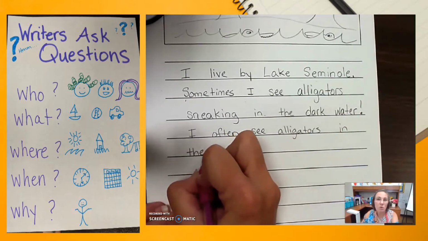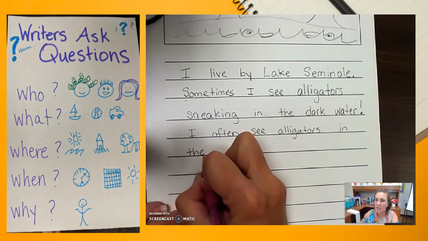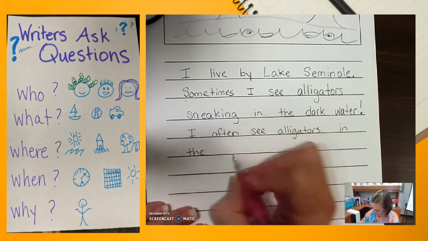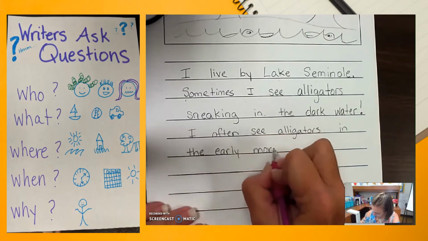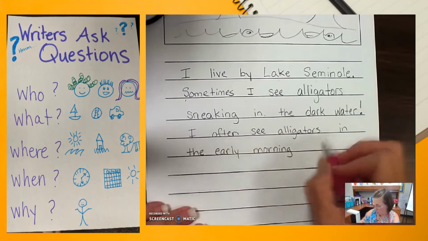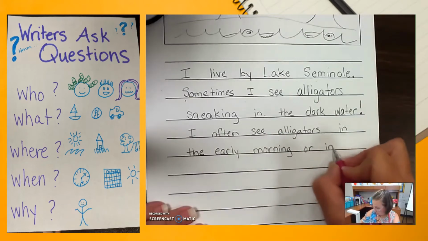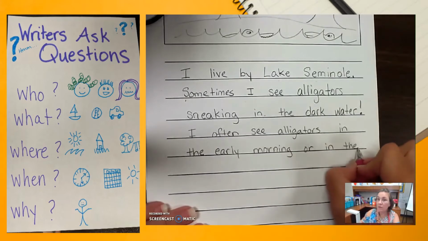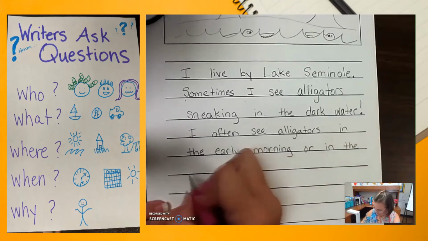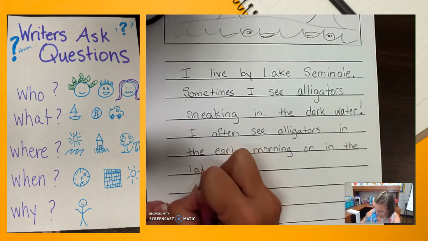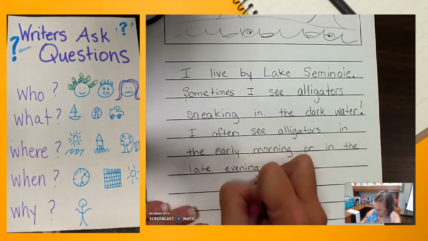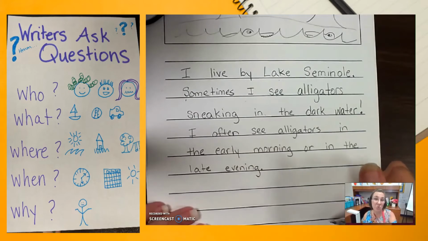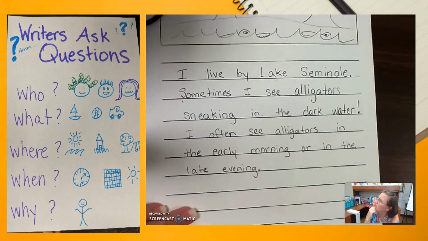Now instead of just saying morning, I'm going to be a little bit more exact with my detail. In the early morning, or in the... again, I'm going to be exact. I'm not just going to say the evening. I'm going to say the late evening. In the late, vowel consonant E, late evening. So now I answered the question when. What's another question I might be able to ask?